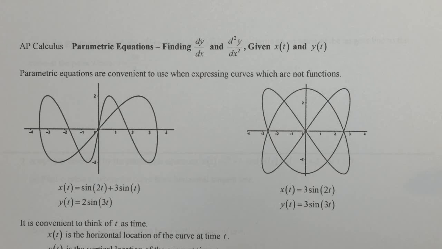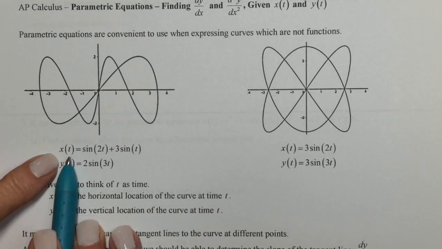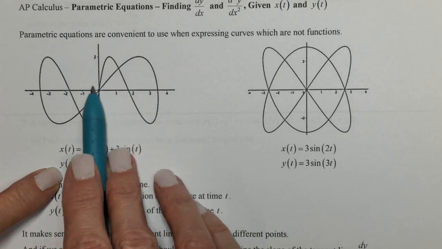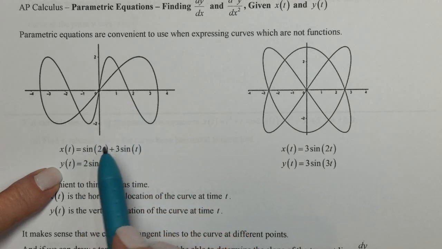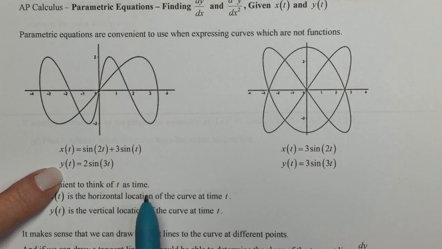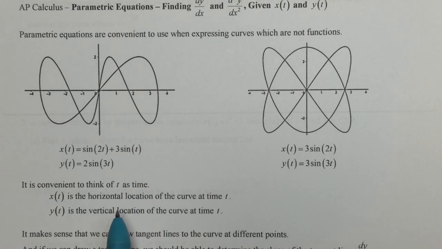So let's remember what parametric equations are. A set of parametric equations describe a single curve with two equations. We have one equation for the x component and one equation for the y component. Together they create a curve. And these curves don't have to be functions. They don't have to pass the vertical line test. So it is convenient to think of t as time. So at any time, we can find the x coordinate of the position and the y coordinate of the position.